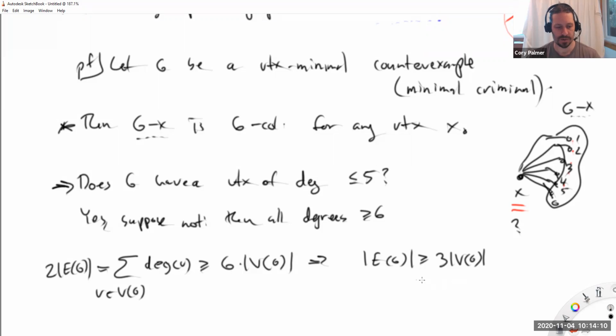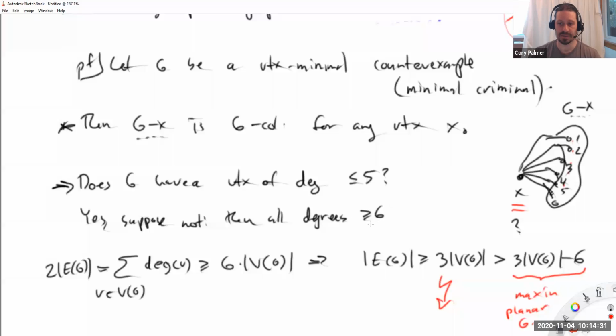And what's going on here? There's a problem here. This violates the planar edge bound, right? This is strictly more than 3 times the number of vertices of G minus 6, but this is the most I could have. This is the max in a planar graph G. So I have a contradiction, right? If every vertex has degree 6 or greater, then the sum of the degrees is too big. So it means I definitely have a vertex of degree 5 or smaller, okay?